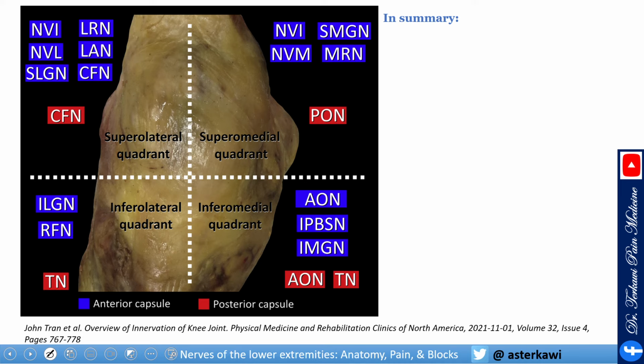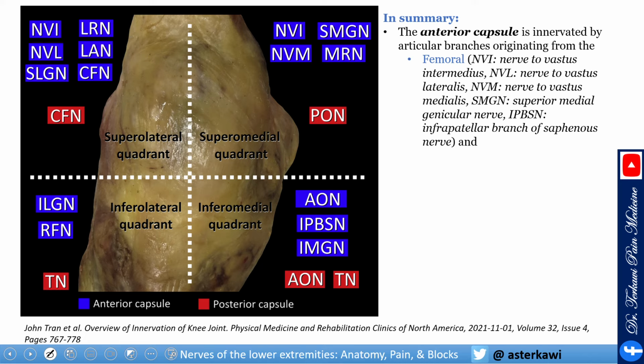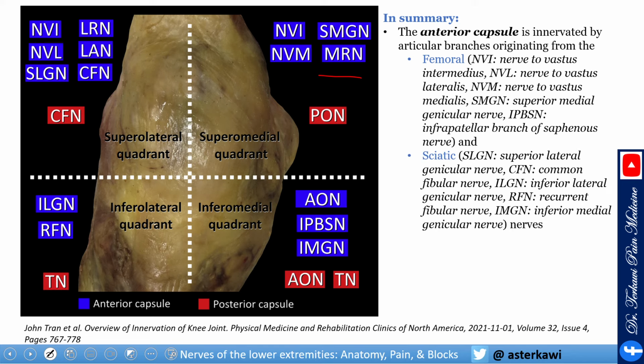So putting things together, in summary, that's mainly the anterior capsule innervated by the femoral nerve. The femoral nerve gives you the nerve to vastus medialis, nerve to vastus lateralis, nerve to vastus intermedius, and then the superior medial genicular nerve and infrapatellar branch, as you see all these added here. Then the sciatic gives you the superior lateral genicular nerve, the common fibular nerve, inferior lateral genicular nerve, recurrent fibular nerve, and inferior medial genicular nerve.